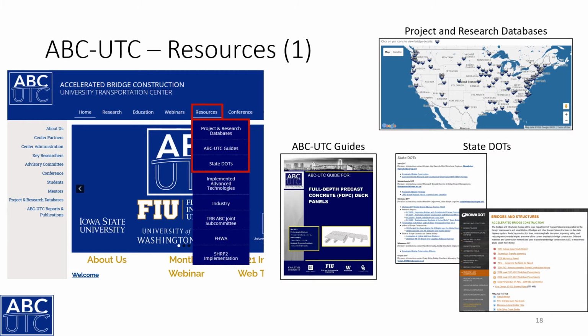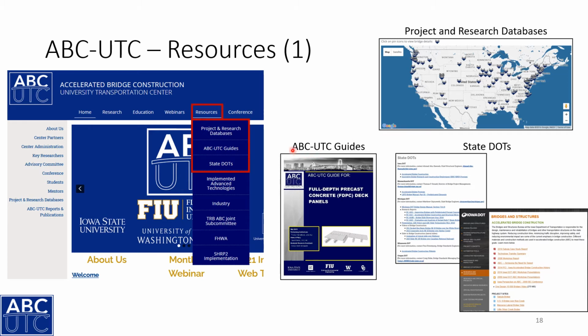The next menu over is the Resources tab, and there are a number of different options under this menu. The first three are highlighted here, the Project and Research Database. I'm going to talk more about the Project and Research Database, but this is one of the main resources that's available on the ABC-UTC website, and it's a great resource for using in class.